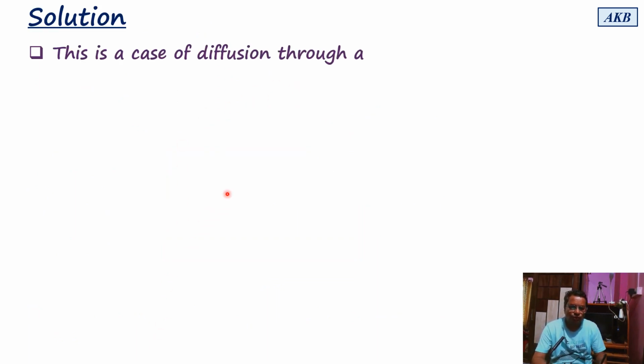So as you know, hydrogen is flowing through a rubber pipe. That means this is a case of diffusion through a cylinder wall. And what is the equation for getting the rate in this case? I have already discussed it in my earlier video, which is available on my YouTube channel. Please visit that and watch the video. So this is a case of diffusion through a cylinder wall.